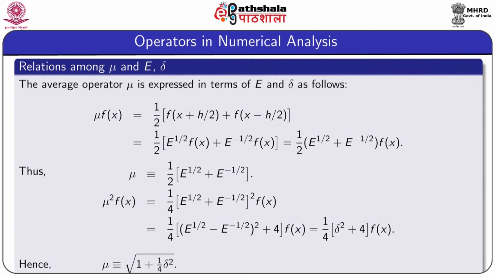In case of the second order average operator, that means mu squared f(x) is equal to 1/4 (E^(1/2) + E^(-1/2)) whole squared f(x). After simplification, this expression reduces to 1/4 (delta squared + 4) f(x). That means mu squared is equivalent to 1/4 (delta squared + 4), or mu is equivalent to square root of (1 + 1/4 delta squared).